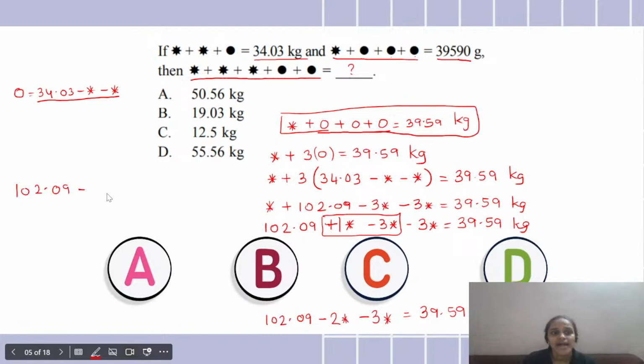So finally, what do I get is 102.09 minus. So now I will solve this. Okay, so here it is minus 2 and minus 3. Both have the same sign. So I'm going to simply add them. The operation that I'm going to do is adding. And I get 5 stars equals 39.59 kg. Okay. Clear up till here, children? Anybody has any doubts?